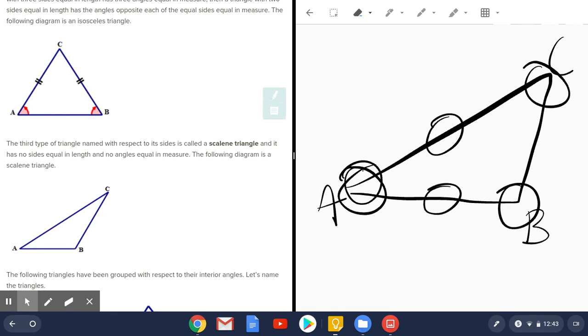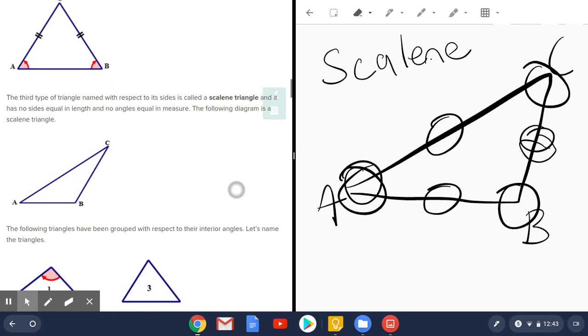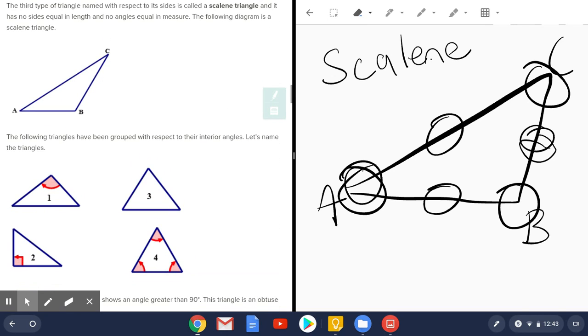So that means that all of the angles are different and all of the lengths of the sides are different. This is what we call a scalene triangle. Okay? This is what we call a scalene triangle. That means that they're not the same.